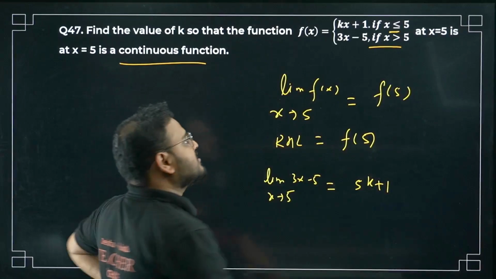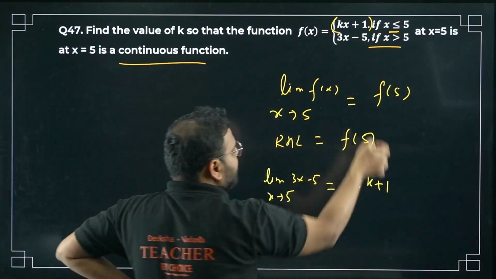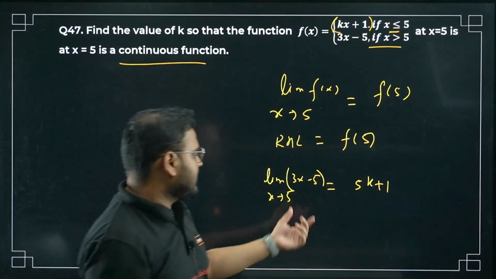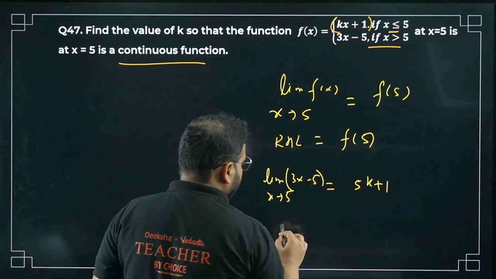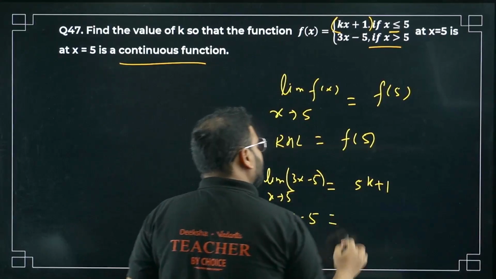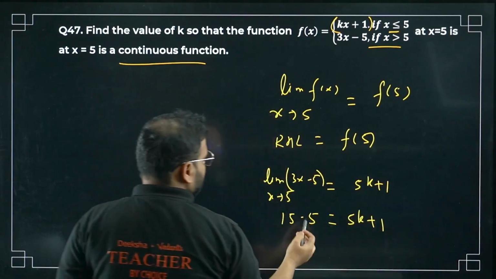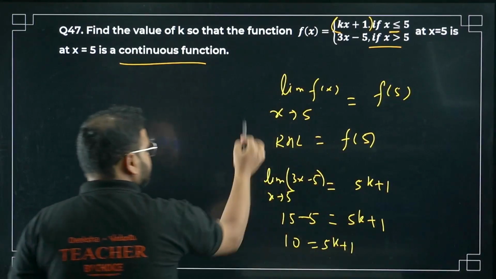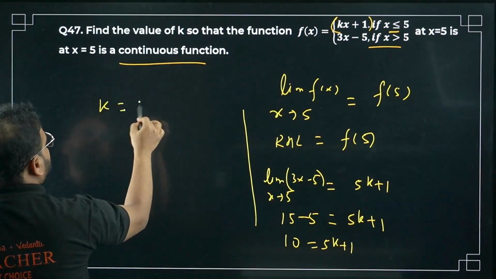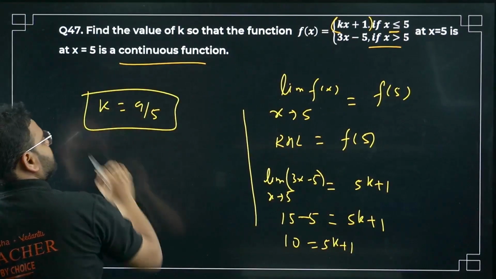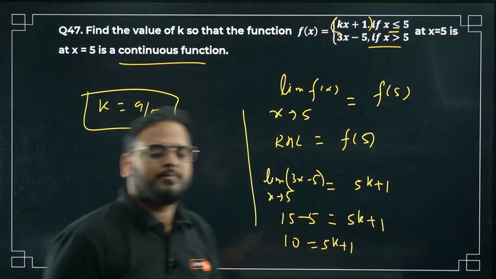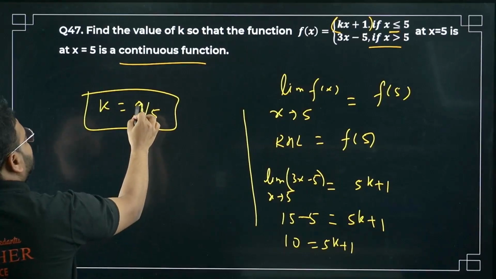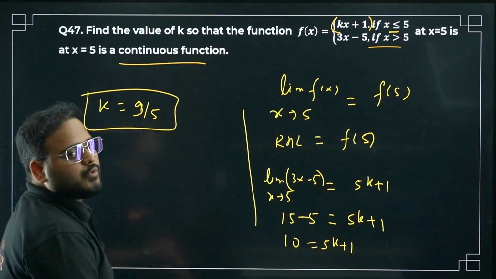Where's the equality, sir? On this side, the function is kx plus 1, so 5k plus 1. Is this an indeterminate form? No sir, so I can substitute here. It's not an indeterminate form. Put here 15 minus 5 equals 5k plus 1. So 10 equals 5k plus 1, and I get k equals 9 by 5. This is your answer. Please check, this is my answer for the value of k such that the given function is continuous at the point x equals 5.